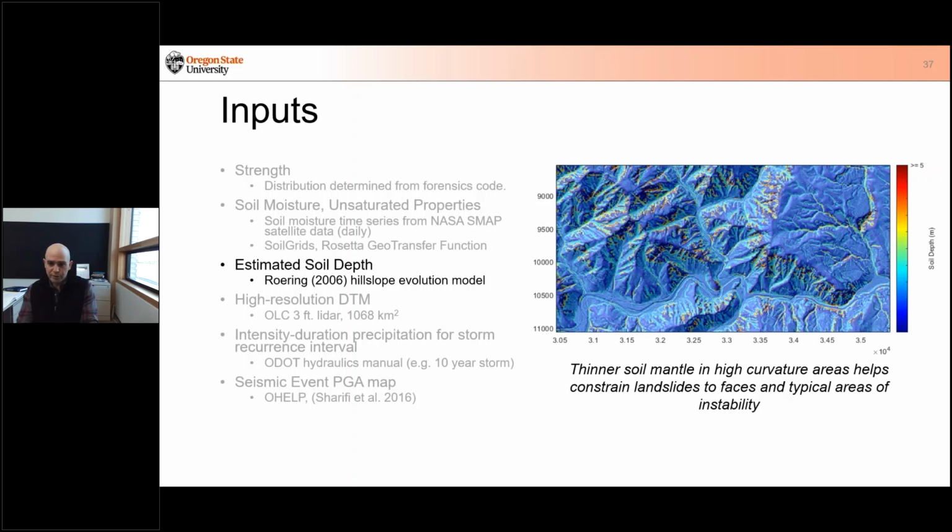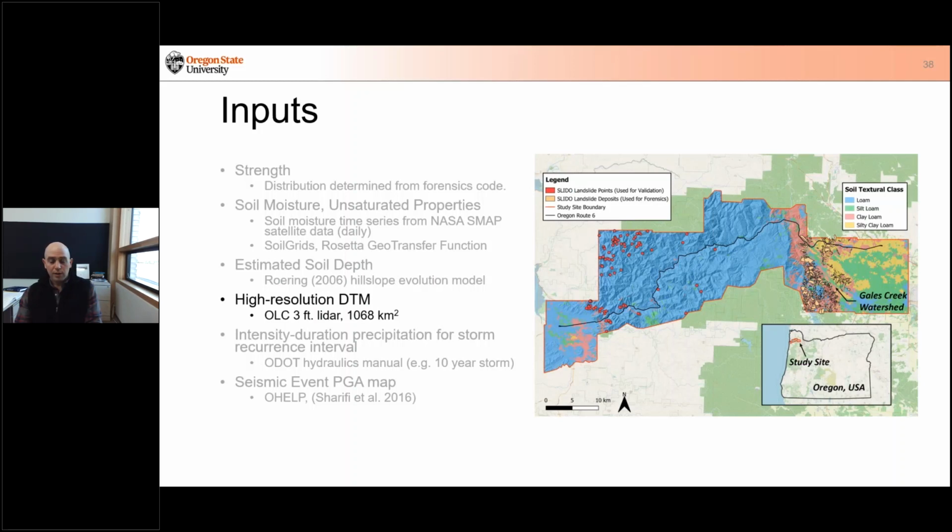There are approaches to get an estimate of soil depth, although sometimes I think the boundary between soil and rock is rather gray. So here we use the Roering 2006 hillslope model, where you'd expect deeper soils in valleys and convergent terrain, and more shallow soils at ridge lines. The spatial data we use for topography, again, is just a LiDAR DTM, 3-foot resolution, and our study site is well over 1,000 kilometers squared.